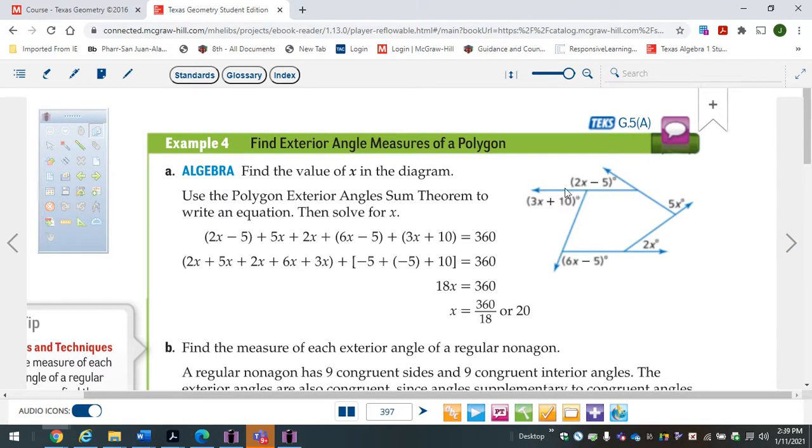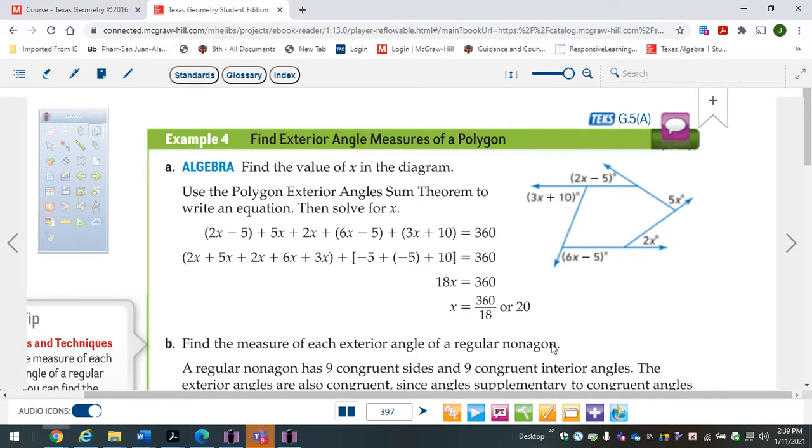We're going to add them all up. It says 2x minus 5, 5x, 2x, 6x minus 5, plus 3x plus 10 equals 360. Collect like terms: here are all the variables, and here are all the constants. Put them together and divide. There it is, x equals 20.